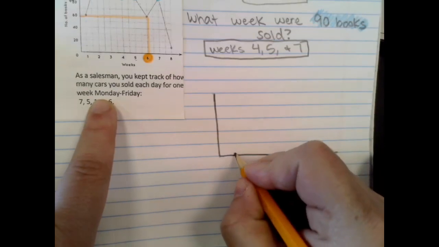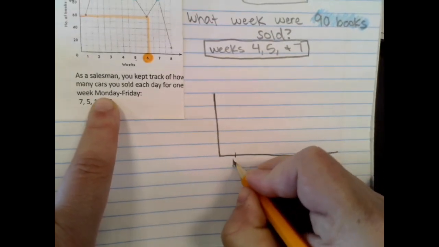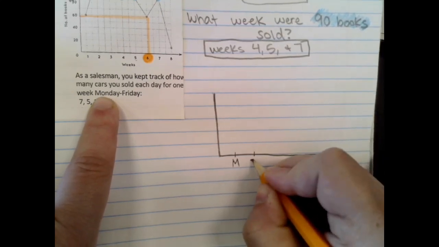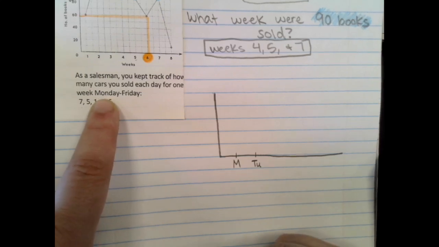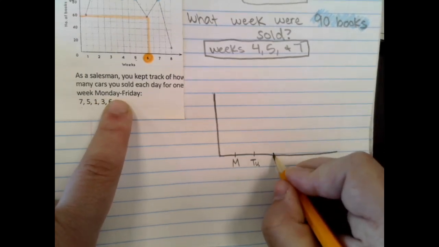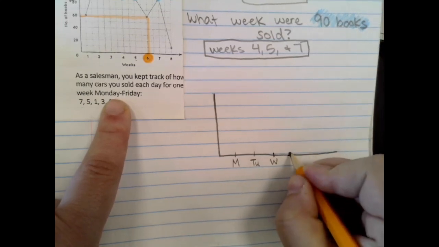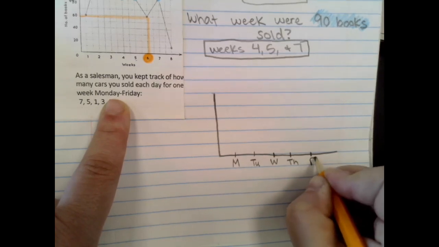We actually are doing Monday through Friday. So we could do like 1, 2, 3, 4 for days of the week, but we can actually write M for Monday. So Monday, Tuesday, I'm going to do a TU so we don't get mixed up with Thursday. Wednesday, Thursday, Friday.